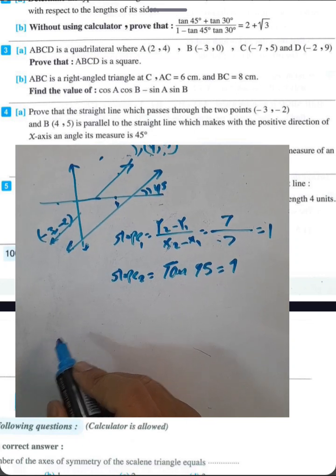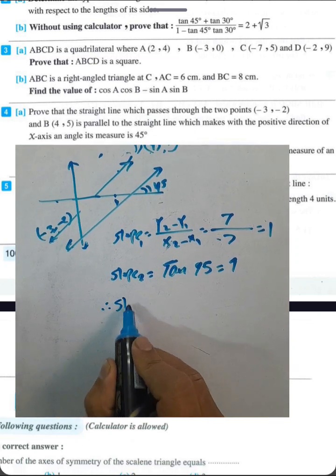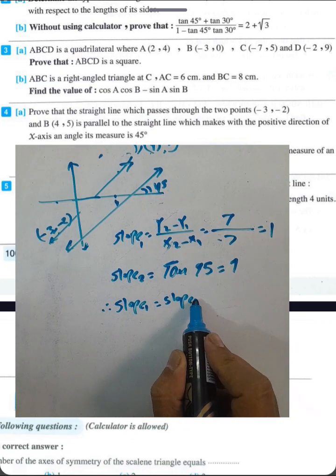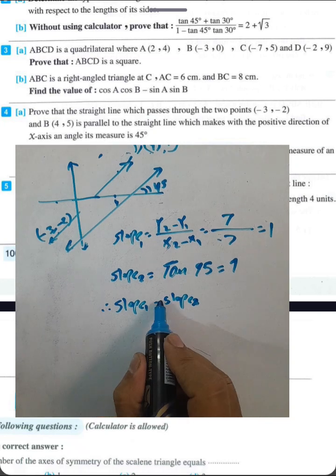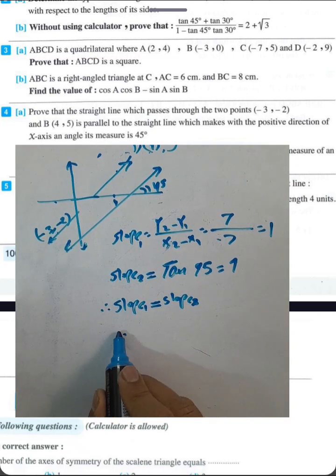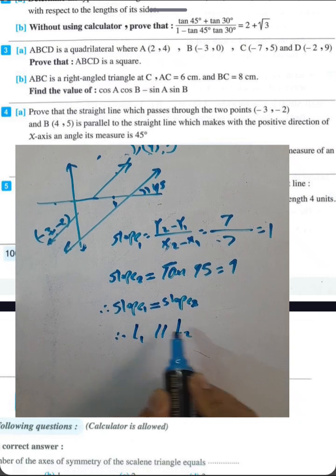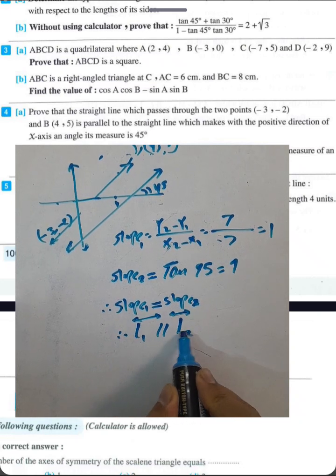Okay, then slope 1, so slope 2, then straight line L1 would be parallel to straight line L2.